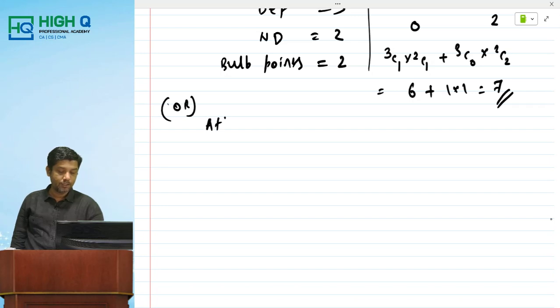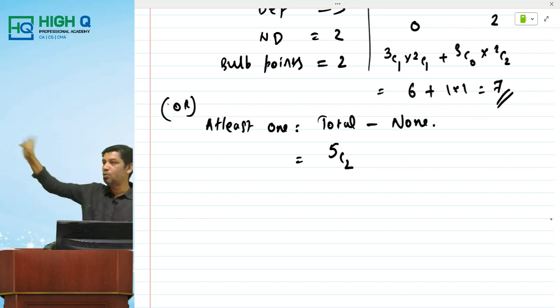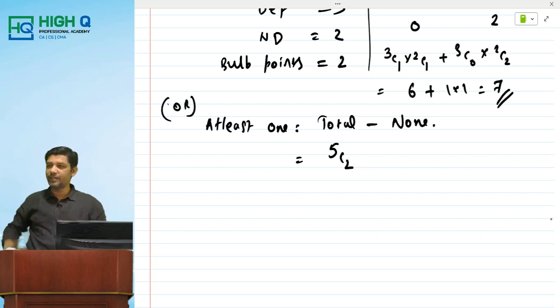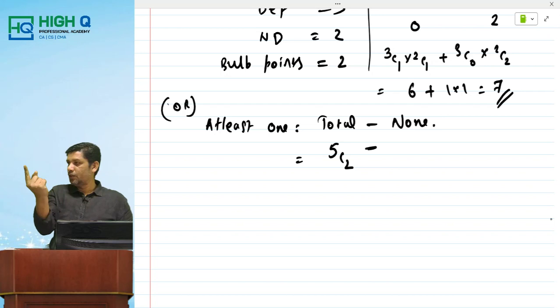At least one: total minus none. Total is 5C2. Out of 5, 2 bulbs are to be selected, irrespective of defective or non-defective. That's the total number of ways. Minus none. None means what? None of them are non-defective. Not even a single bulb is non-defective. Say yes or no, my dear. That has to be removed.